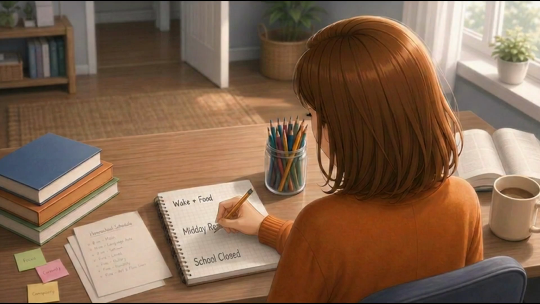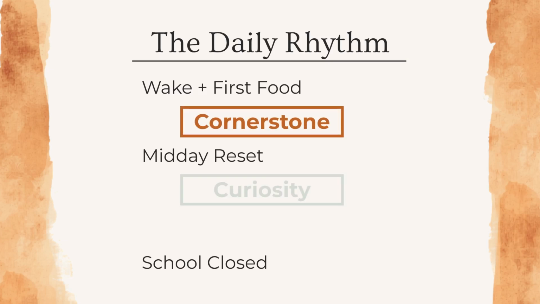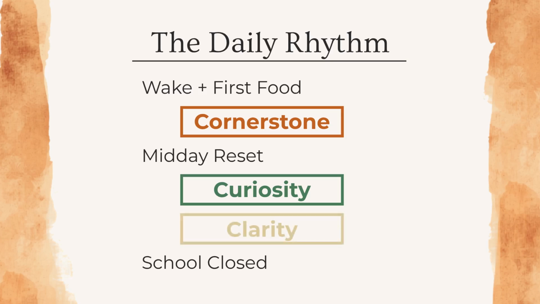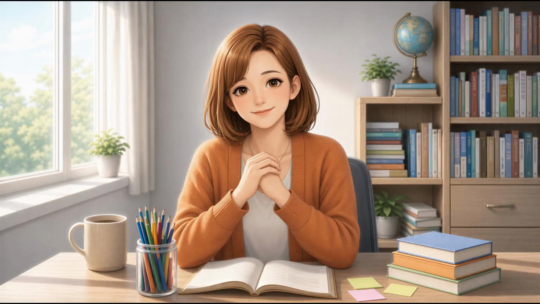The 3 blocks fit inside these anchors. After Anchor 1, your Cornerstone Block. Between Anchor 1 and Anchor 2, your Curiosity Block. Just before Anchor 3, your Clarity Block. I built out the full anchor schedule with fillable templates for each one inside the Daily Rhythm Builder. I'll share more about that at the end. For now, let's walk through the day.